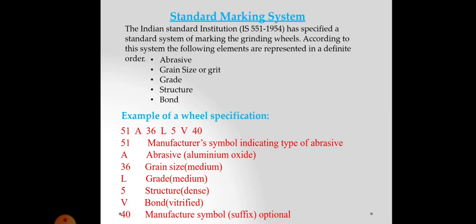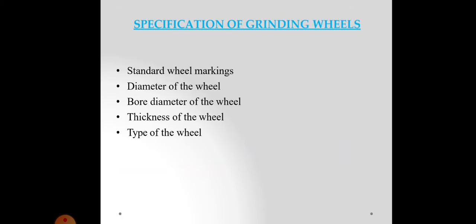The 51 is the manufacturer's symbol indicating the type of abrasive, and A indicates the abrasive, whether it is aluminum oxide or some other material. 36 indicates the grain size, whether it is medium, high or low, and L indicates the grade, medium, high or low. 5 indicates the structure, the density of the bond, and V indicates the bond, vitrified, that is, what type of bond we are using. 40 indicates the manufacturer's symbol, and it is optional. The specification of grinding wheels includes: standard wheel marking, diameter of the wheel, bore diameter of the wheel, thickness of the wheel, and the type of the wheel.